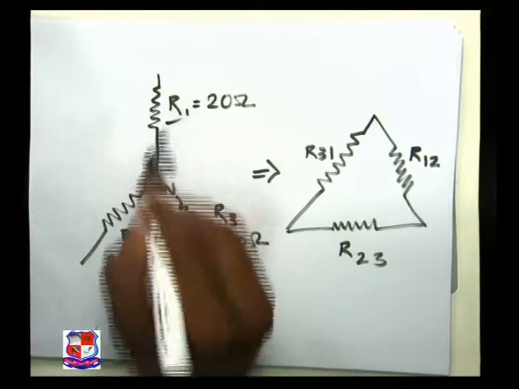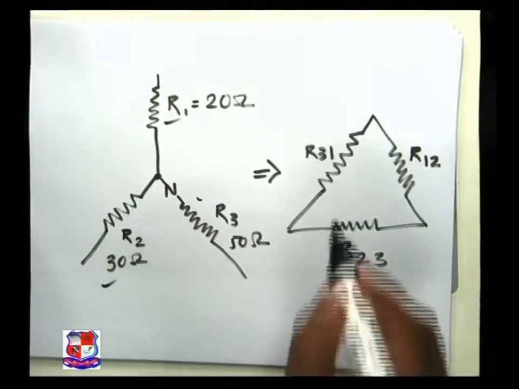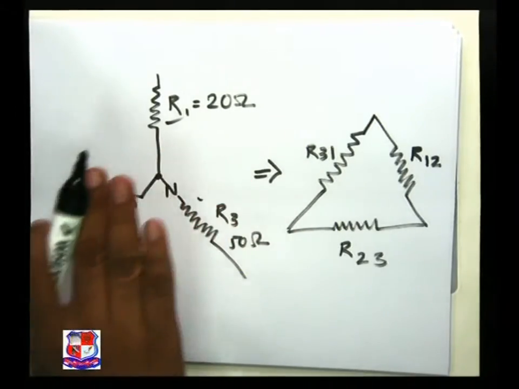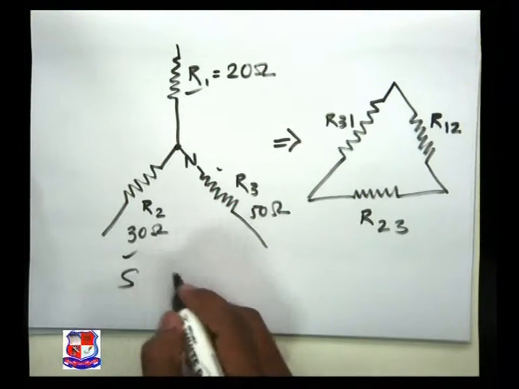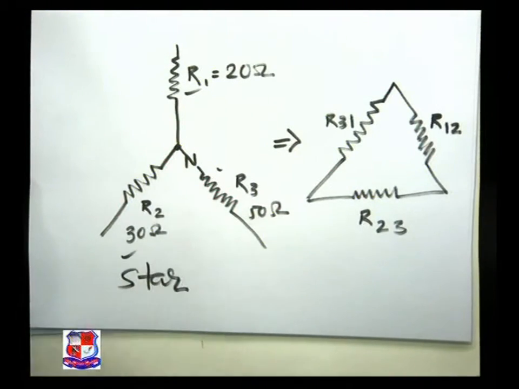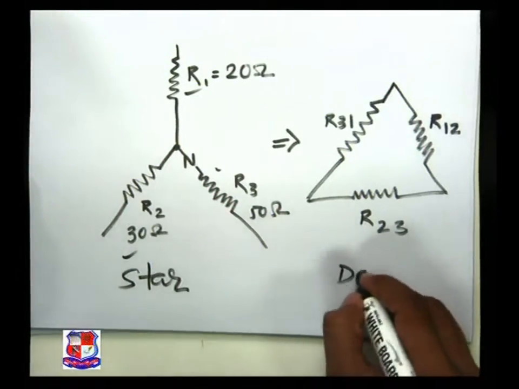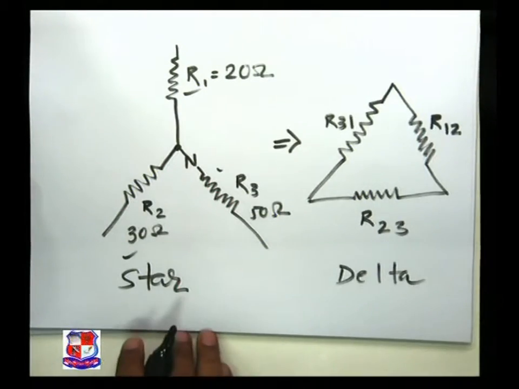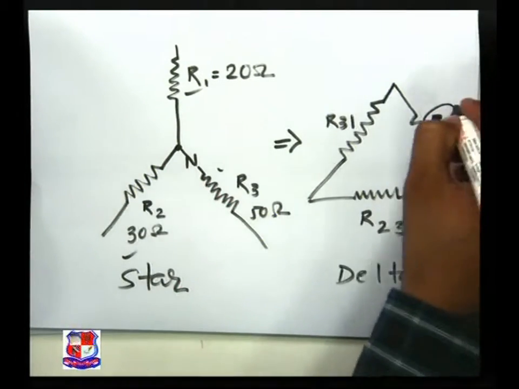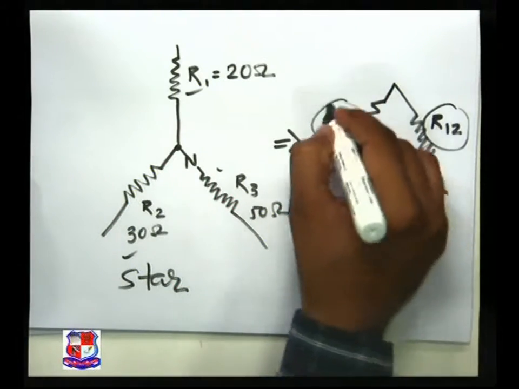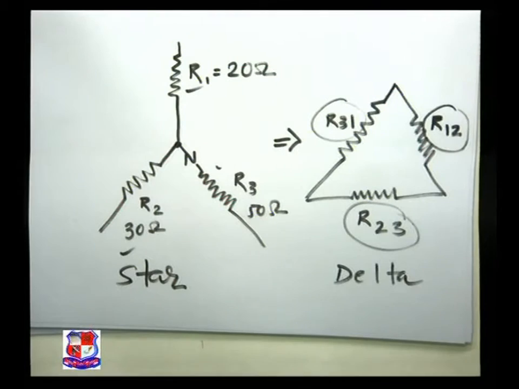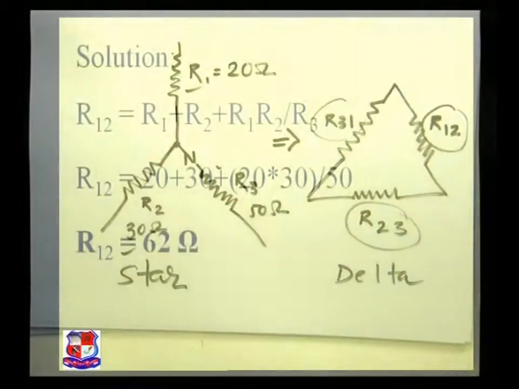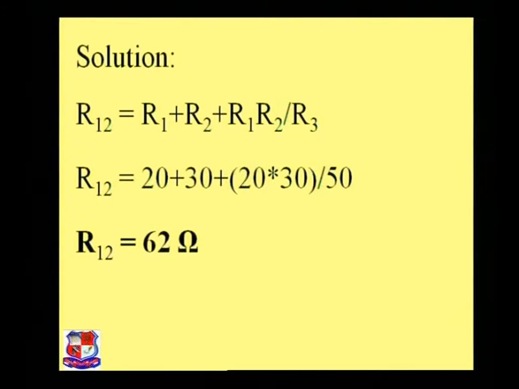We are just given R1, R2 and R3 and we have to convert that circuit into a delta connection. This is your star connection and this is your delta connection. So we have to find out R12, R31 and R23. So now starting with that, first of all the R12.